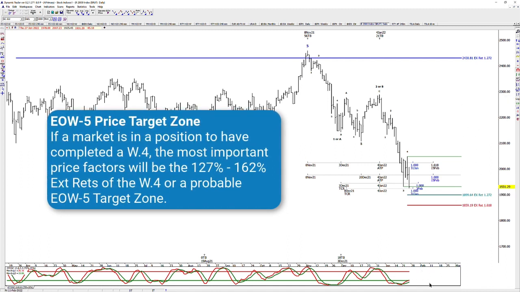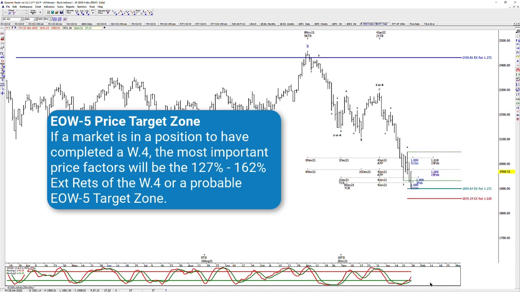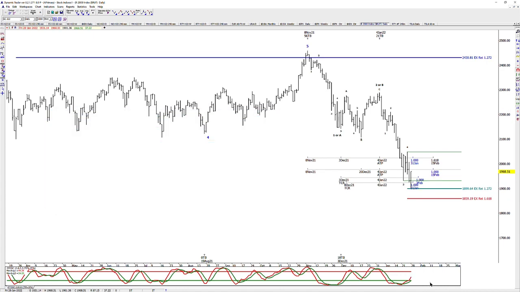We can already see that the momentum has actually made a bull reversal. The next day, well, where's that low at? Let's take a look, 1901.36. So we're less than 2 points from the 127% external retracement.